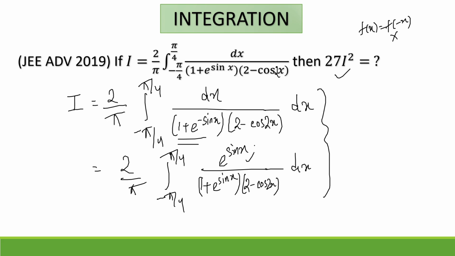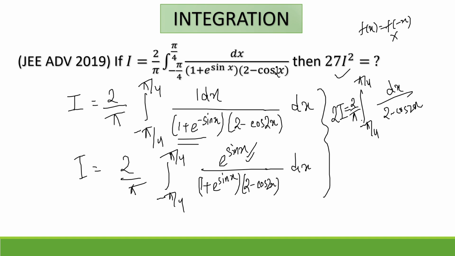So once you got this, you should realize that if you add both these two copies of I, you should get 2I equals to 2/π times the integral from -π/4 to π/4. And this e^(sin x) and this one will add up, and you will have e^(sin x) + 1 in the numerator, which will cancel out to give you dx by 2 - cos 2x. And this is going to be a simple integral.